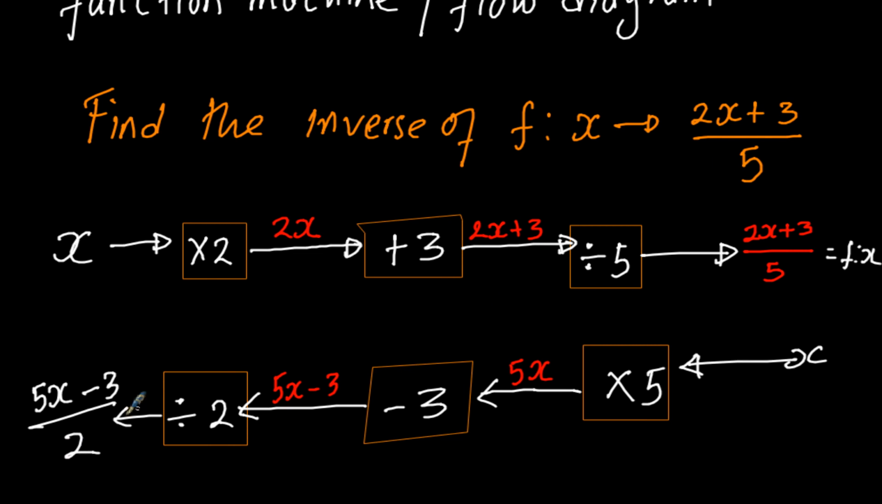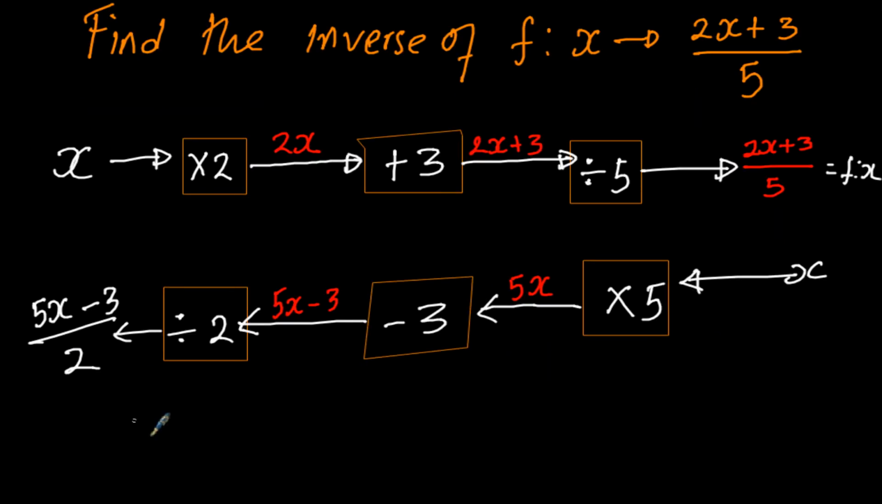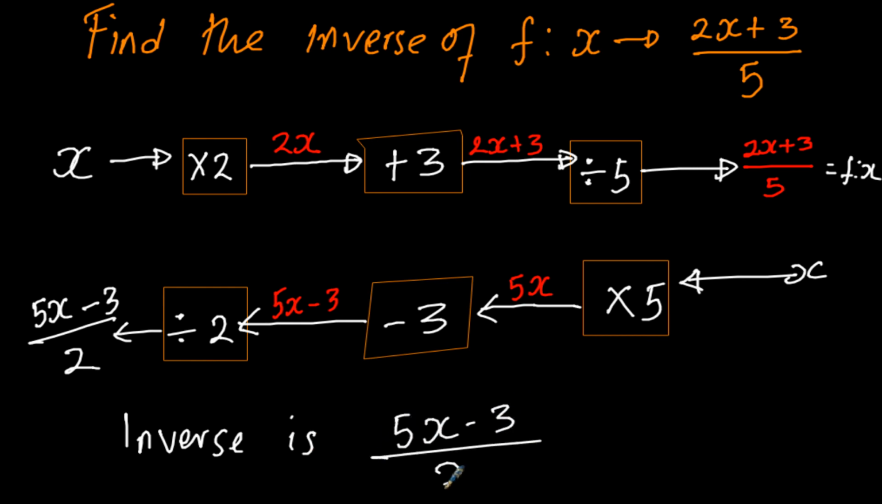So the inverse of this function is that. You can just write it in simple terms, that inverse is 5x minus 3 over 2.